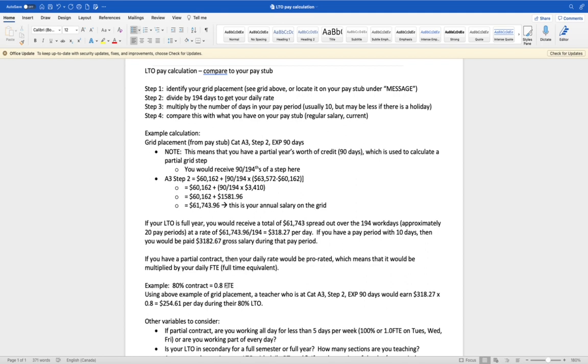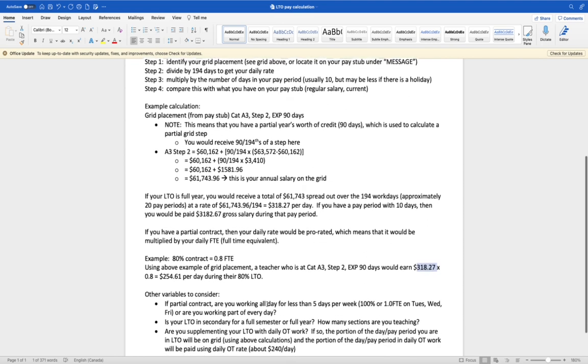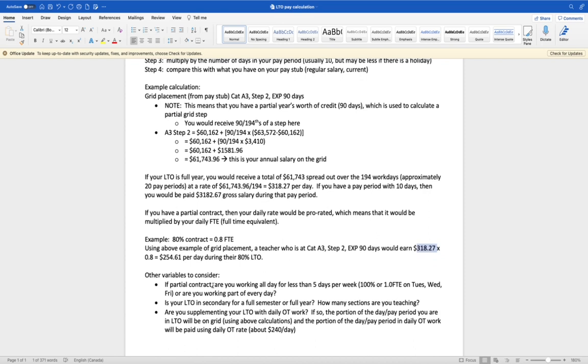So if you have an 80% contract, your FTE is 0.8. Using the above example, the person with that particular experience would have a daily rate here, and it would be multiplied by 0.8 to get about $255 per day for the duration of their 80% LTO. Other things to consider. If you have a partial contract, it may be in elementary school, you're working every day, but only 3 days per week. That would be equivalent to a 60% contract or a 0.6 FTE. That might be different than someone who's working 60% per day every single day.